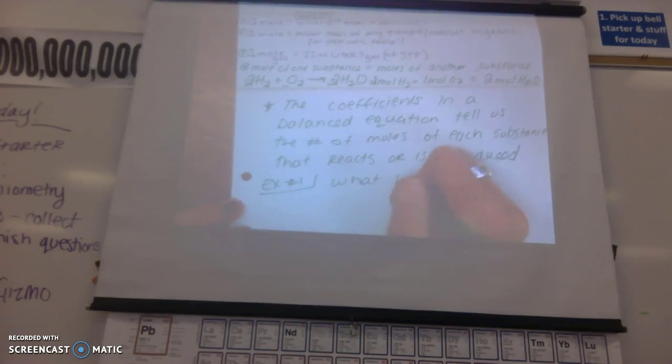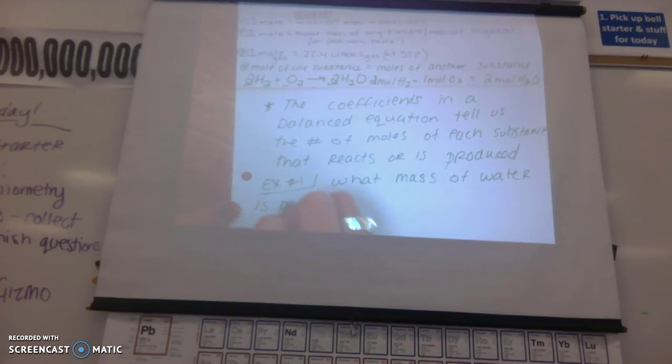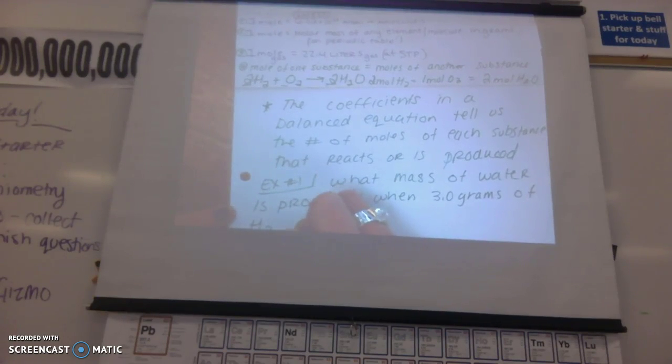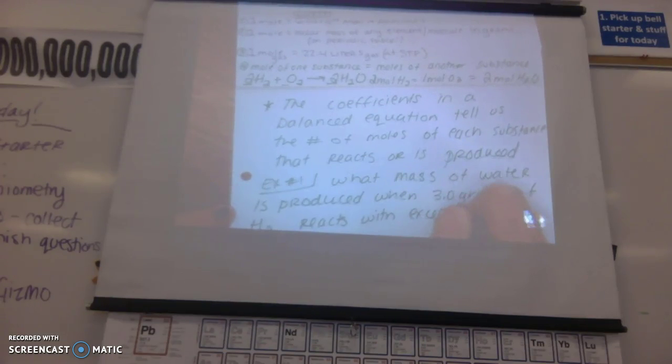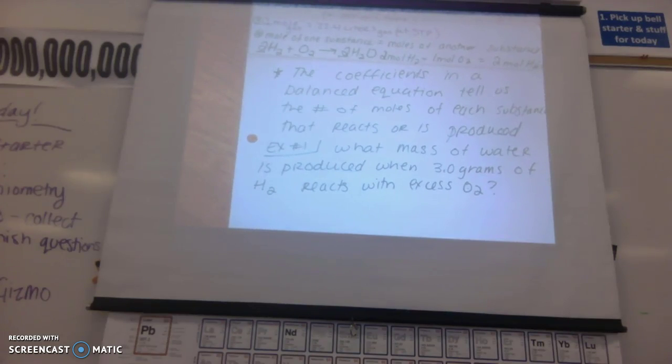Let's say, what mass of water, H2O, is produced when 3 grams of H2 reacts with excess O2? What mass of water is produced when 3 grams of H2 reacts with excess O2?